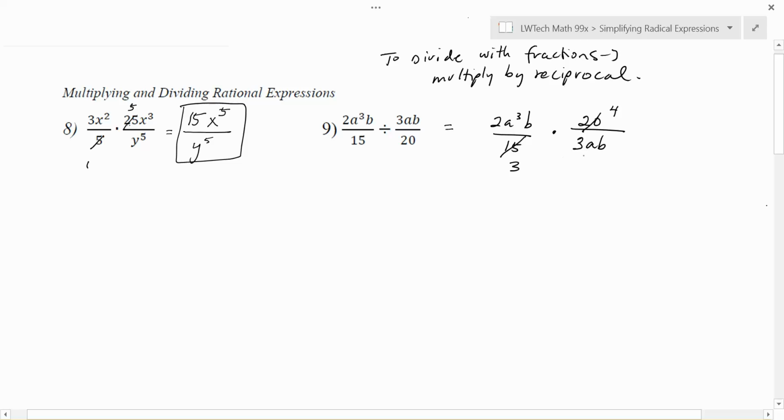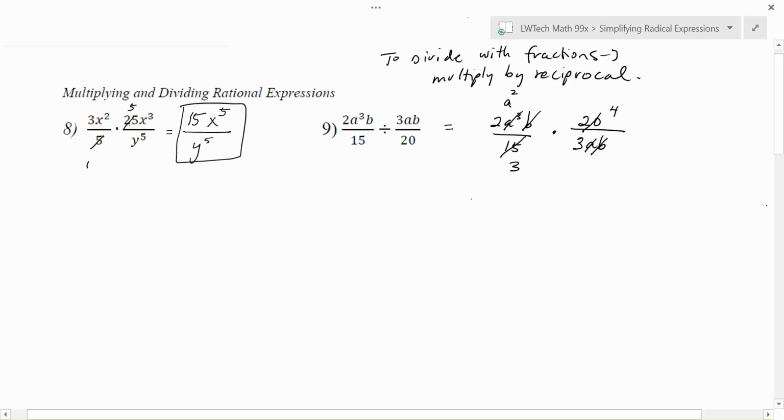2 on the top won't go into any of these 3's on the bottom, so that's it in terms of number parts. I do have both a's and b's in the numerator and the denominator, so I can reduce those down a little bit. This a on the bottom will cancel with one of the a's on the top and leave me with a squared on top. The b's, I have both a b on the top and the bottom, so when I divide those out, the b's are gone altogether from the problem.